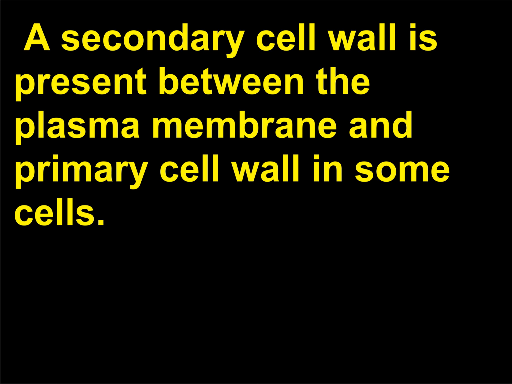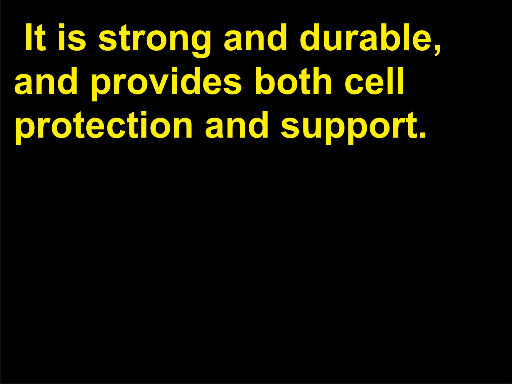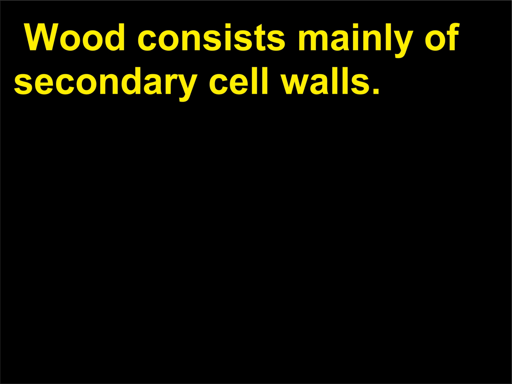A secondary cell wall is present between the plasma membrane and primary cell wall in some cells. The secondary wall is often deposited in several laminated layers. It is strong and durable, and provides both cell protection and support. Wood consists mainly of secondary cell walls.